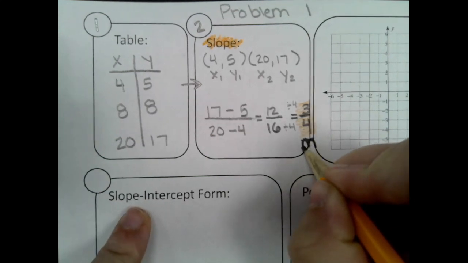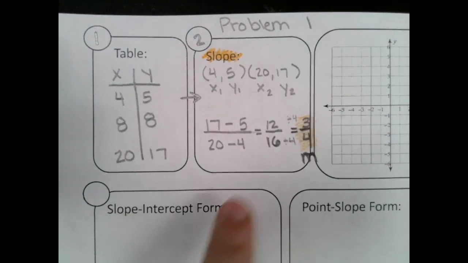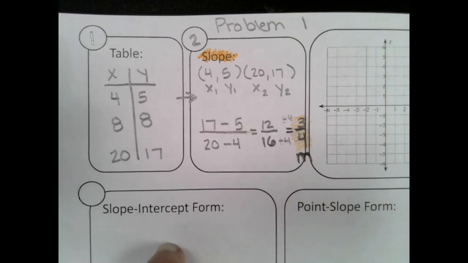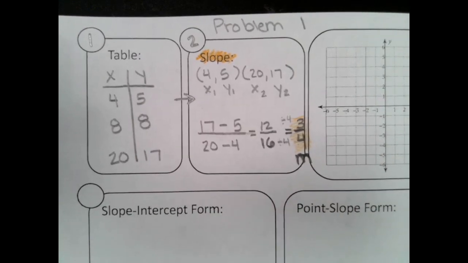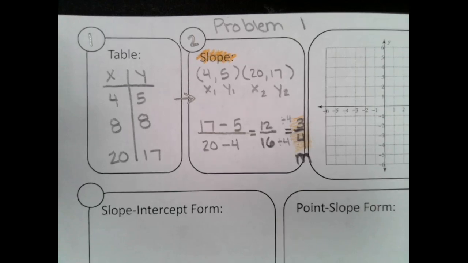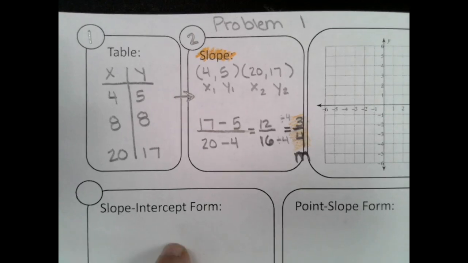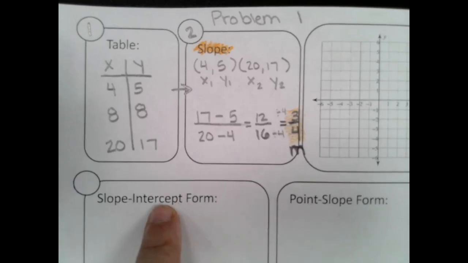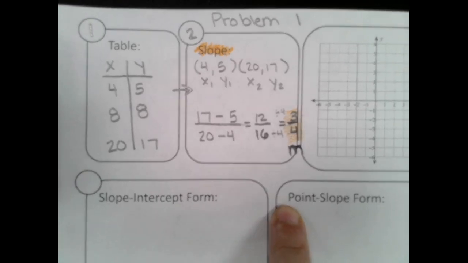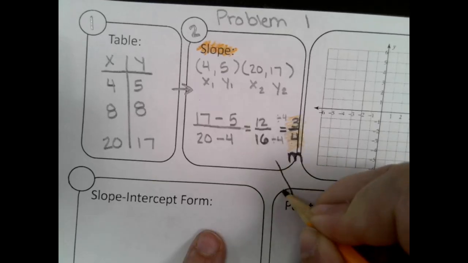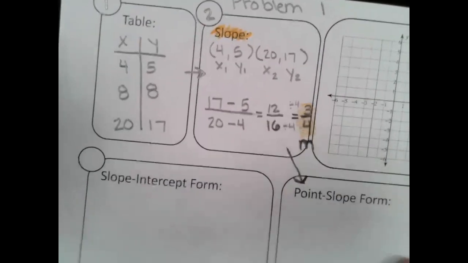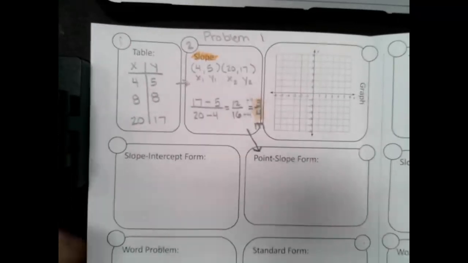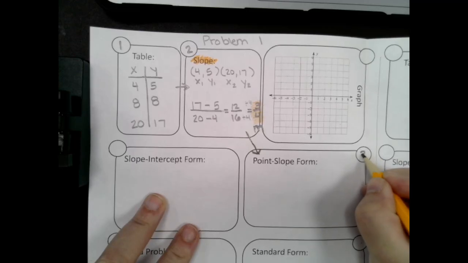Right, what might be the next step now that we have our slope? Should we now do our graph, slope-intercept form, point slope form, a word problem, or standard form? Slope-intercept form or point slope form? Do we know the y-intercept? No. Do we know a point? Yes. Yeah, we have a point. So we're going to go to point slope form now. We know slope. We have a point. So this is number 3. So in that little circle, we're supposed to be numbering the order we go in. This is our step number 3.